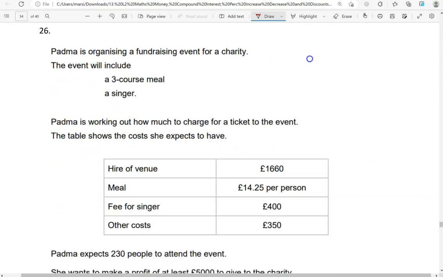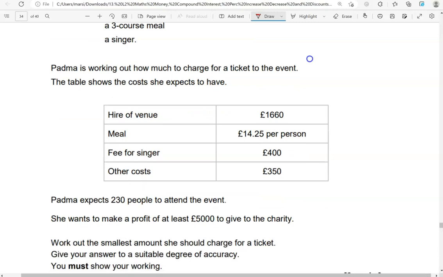Padma is organising a fundraising event for a charity. The event will include a 3-course meal, a singer. Padma is working out how much to charge for a ticket to the event. The table shows the cost she expects to have. Hire a venue, £1,660. Meal, £14.25 per person. Fee for singer, £400.